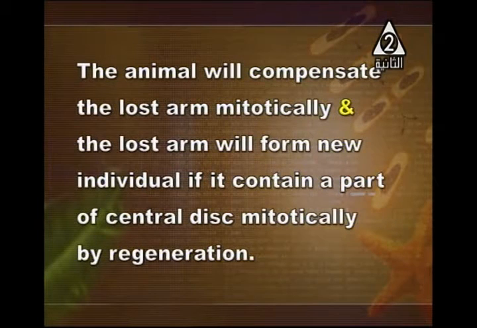Another question: what happens when a starfish loses one of its arms? The animal will compensate for the lost arm mitotically. Also, the lost arm will form a new individual if it contains a part of the central disc, mitotically, by regeneration.